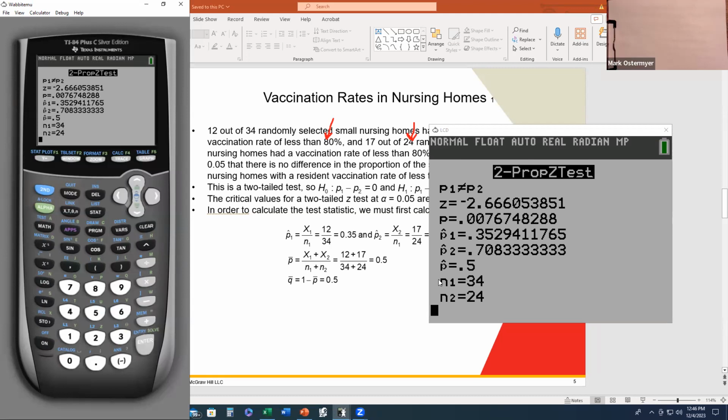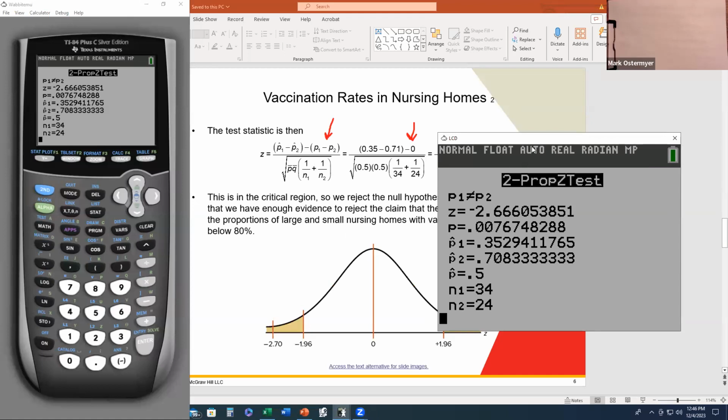Just as we suspected, our p-value is very, very small, indicative of the fact that this is a rather conclusive test to reject the null hypothesis. In fact, we could reject the null hypothesis all the way down to a level of significance of as low as 1%, and we could still reject the null hypothesis at 0.01. So this is a very conclusive test. Notice your test statistic, which is about negative 2.666. It's pretty darn close to that negative 2.70. They just rounded off to the nearest hundredth, it looks like.